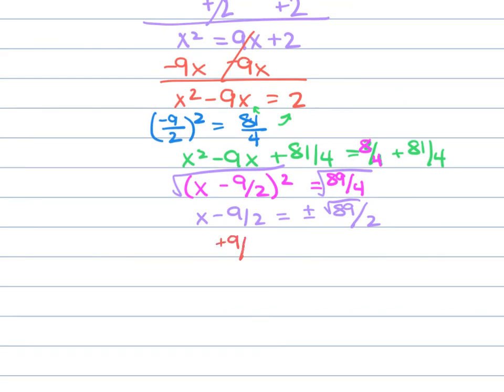Add the 9 over 2 to both sides. We can rewrite this as x is equal to 9 plus or minus the square root of 89, all over 2.